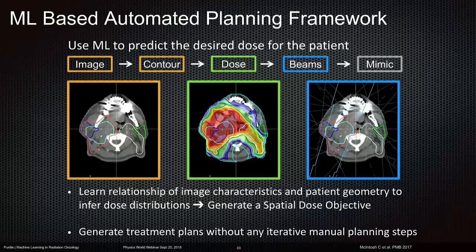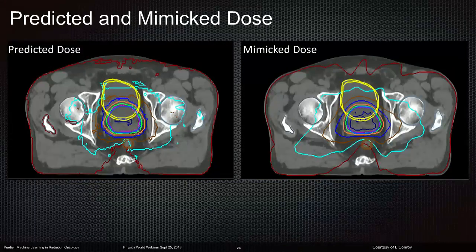So at the end of the day, what we're trying to do is use ML to make a dose distribution, or infer a dose distribution, and we use this as what we call a spatial dose objective. As opposed to having to specify dose-volume criteria per ROI, we're taking a look at the entire image and making an objective for the entire image all in one shot. So you don't have to make any specifications at all in terms of weight or any objectives, and there are no iterative or manual steps in this process.